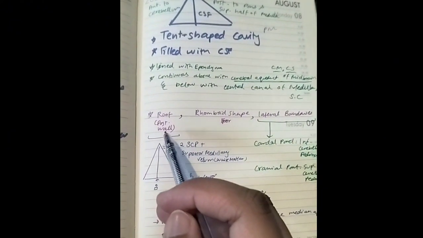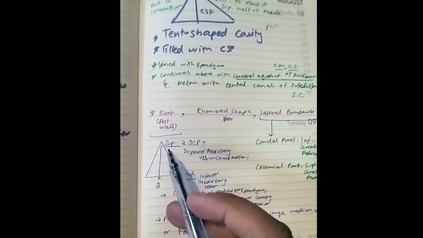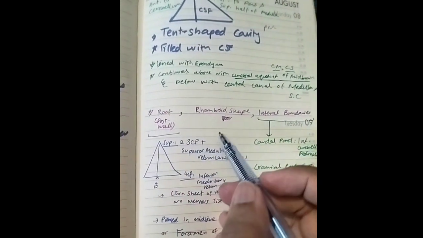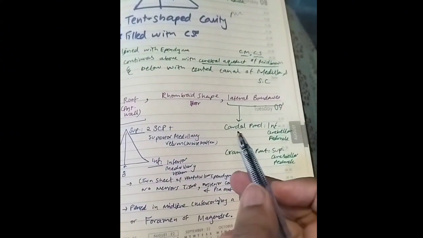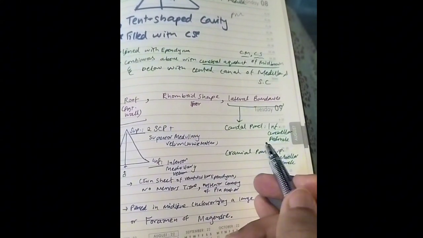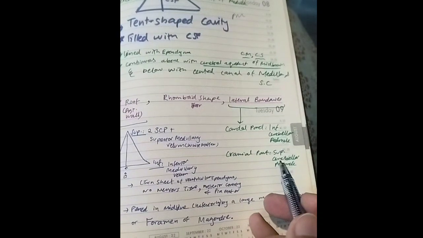Now let's talk about its parts. It has a roof, which is tent-shaped as well, and it has a rhomboid or diamond-shaped floor, and it has lateral boundaries. Lateral boundaries have a caudal and cranial part. The caudal part, or the inferior part, is made up of the inferior cerebellar peduncle, and the cranial part is made up of the superior cerebellar peduncle.